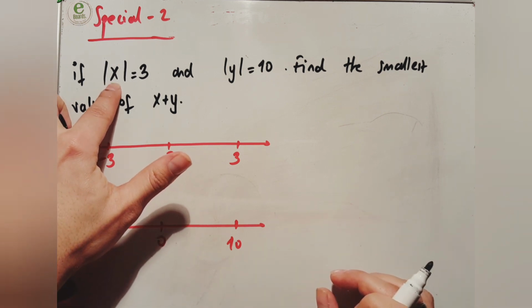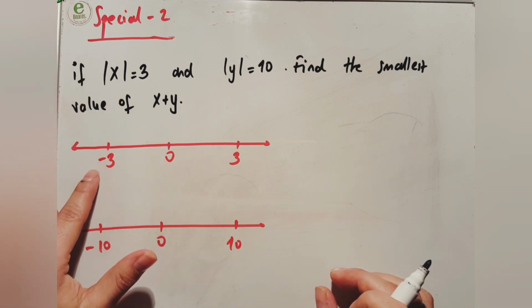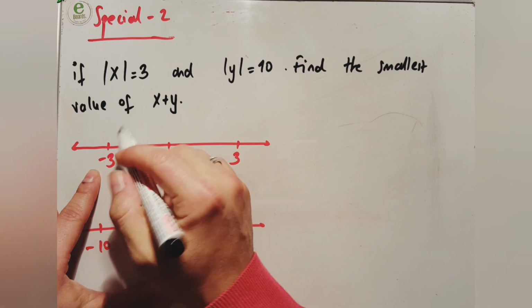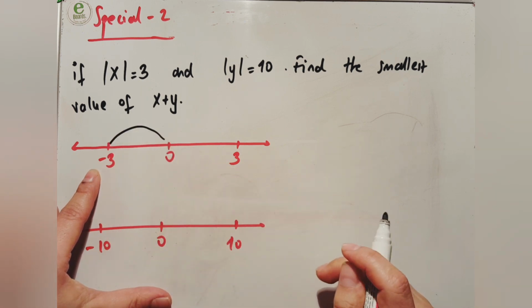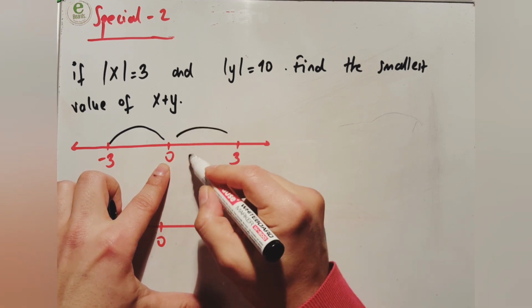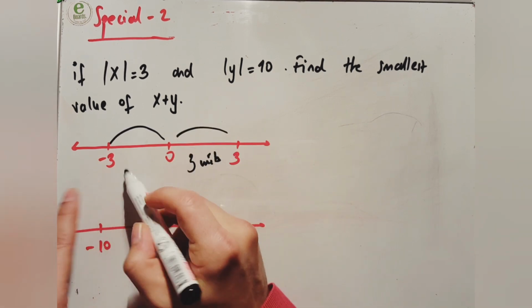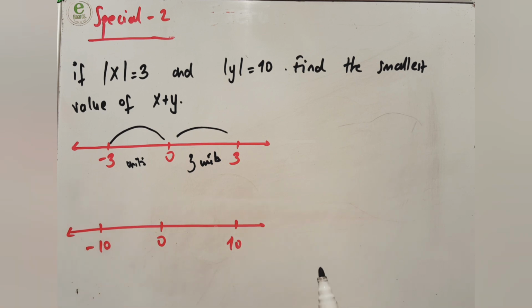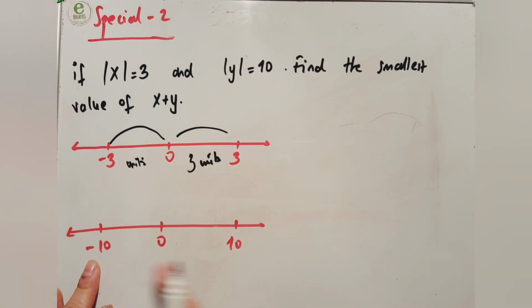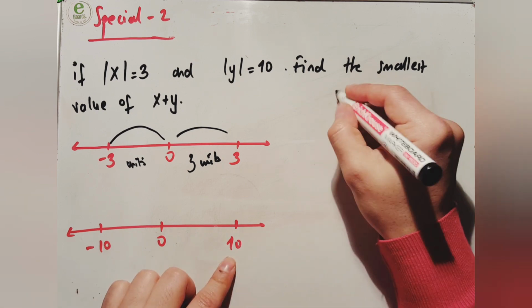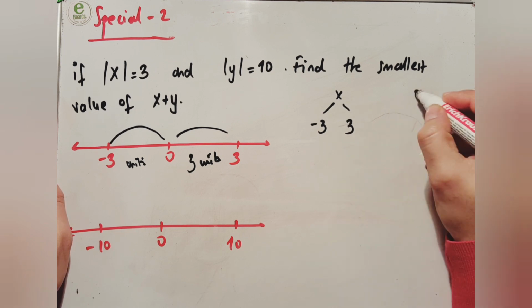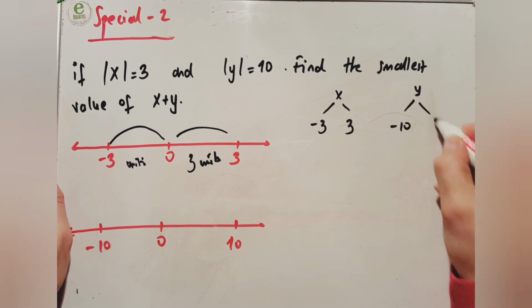So the absolute value of x is equal to 3. For that we have two different values for x, negative 3 and positive 3, because the distance between negative 3 and 0, and between 0 and 3, is 3 units. We can do the same thing for the absolute value of y, and we have negative 10 and positive 10. So for x there are two different values, negative 3 and 3. For y, it is negative 10 and positive 10.